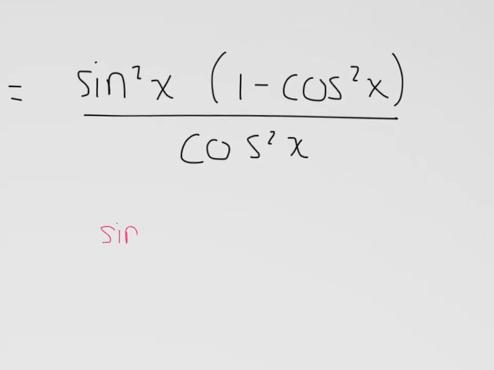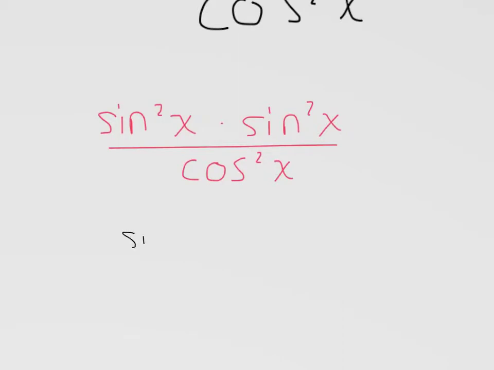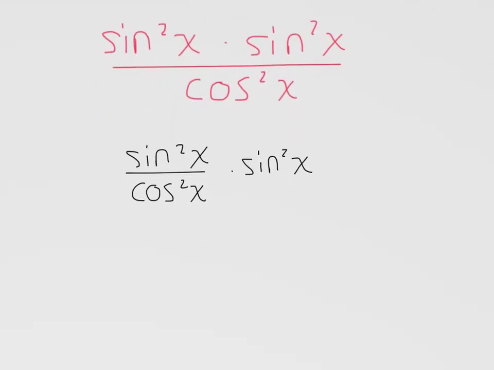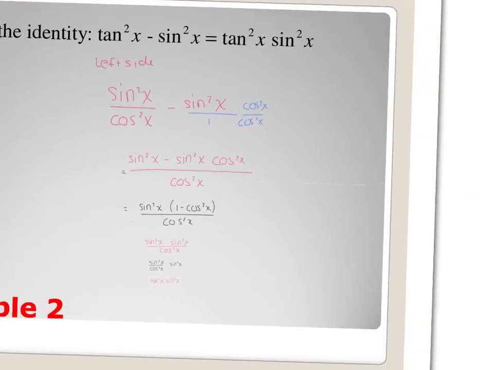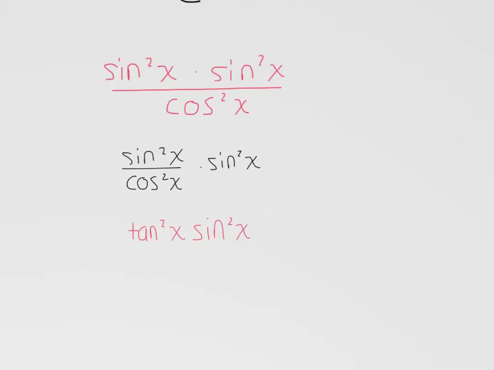So we have sine squared x times sine squared x over cosine squared x. And now because all of these are factors, I'm going to break this up. Sine squared over cosine squared times sine squared. And what's sine squared over cosine squared? Tangent squared x. Good. And did I verify the side on the right? Yes, I did. Notice that I did end up with the given, so we verified it. So that is equal to tan squared times sine squared.